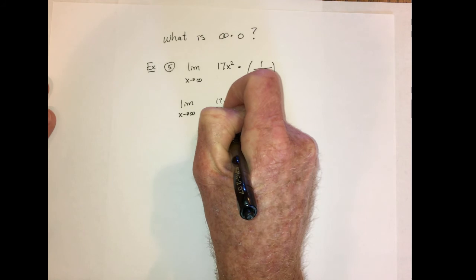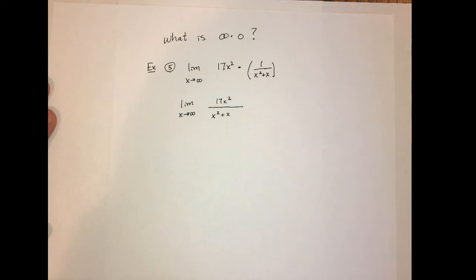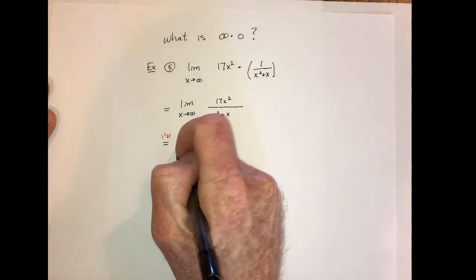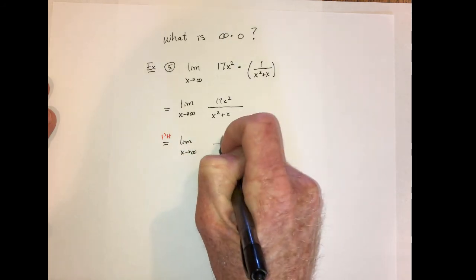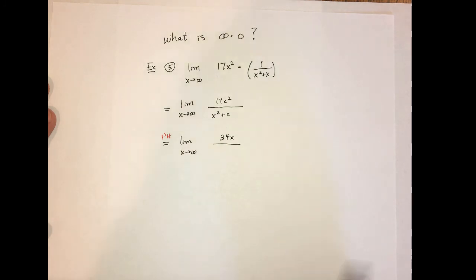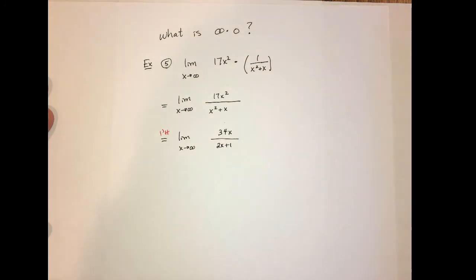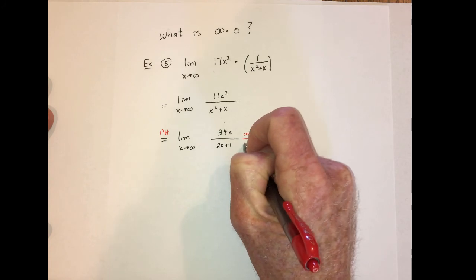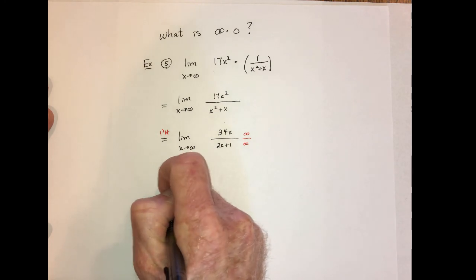So then it's going to be 17x squared over x squared plus x. And then we could do L'Hopital's rule. And when you take the derivative on the top, that's going to be 34x. When you take the derivative on the bottom, that'll be 2x plus 1. And this will be infinity over infinity, so that means use L'Hopital's rule a second time.